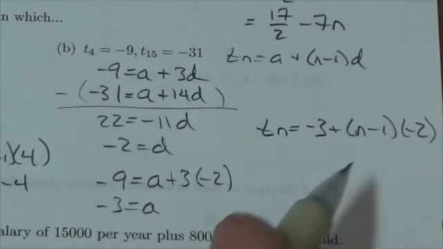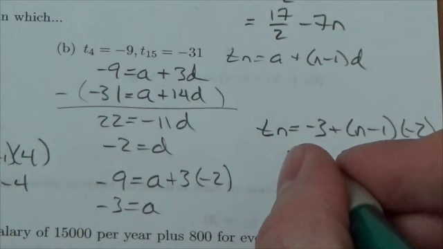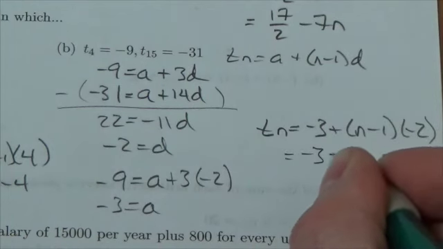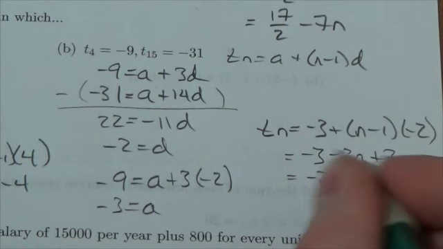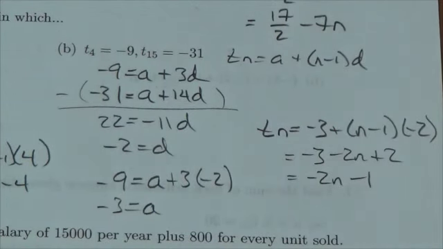Now, what I should do here, although, is simplify this by expanding that out. So it'll be negative 3 minus 2n plus 2, or negative 2n minus 1 as my general term.